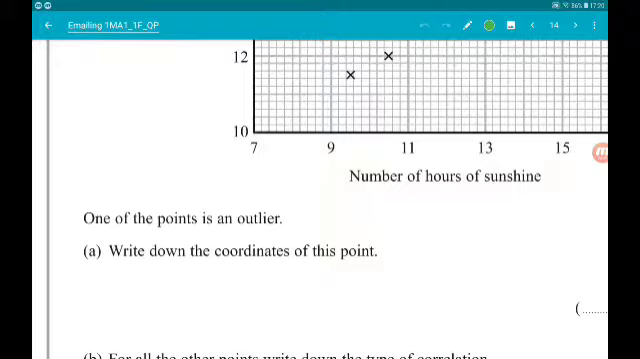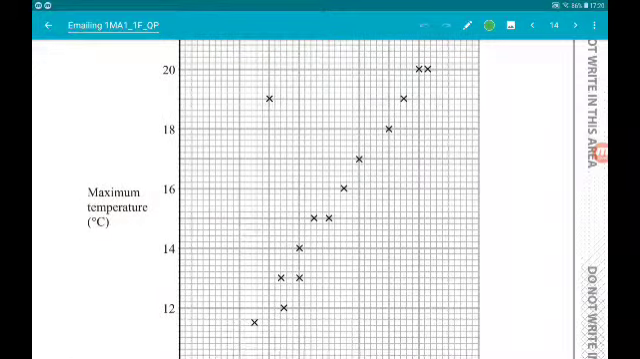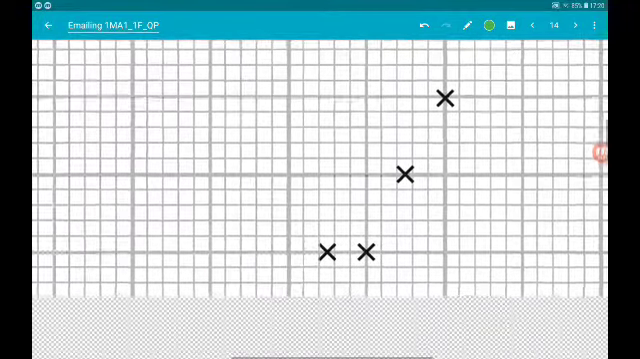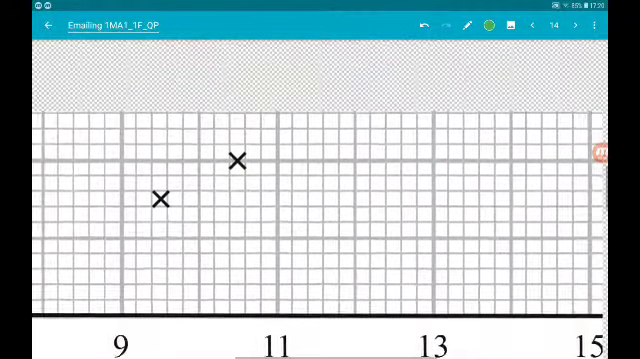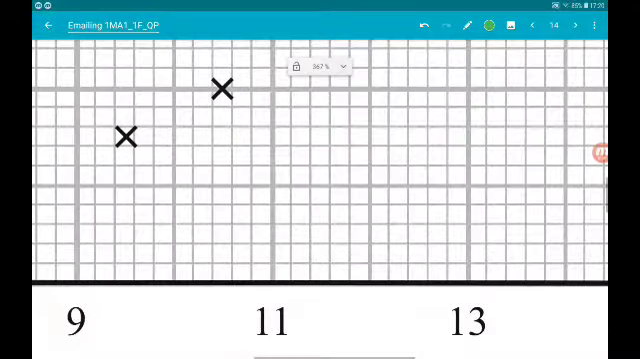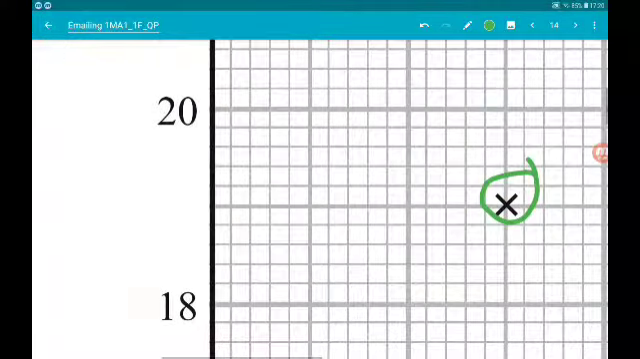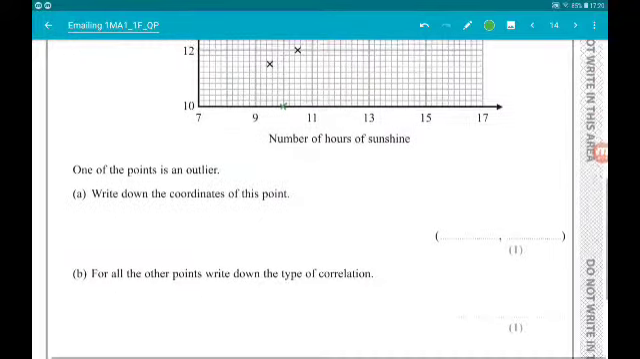Okay, so an outlier is a point that doesn't fit with the rest of the data. So it's this chap up here. So his x-coordinate, if we go straight down, is 10, because it's there, and his y-coordinate is 19, so it's 10, 19.